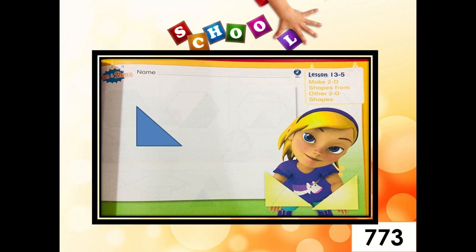Let's see if we can do it. Grab one triangle, another triangle. Very good. What shape is this? Yes, it's a square. We were able to make a square out of 2 triangles.